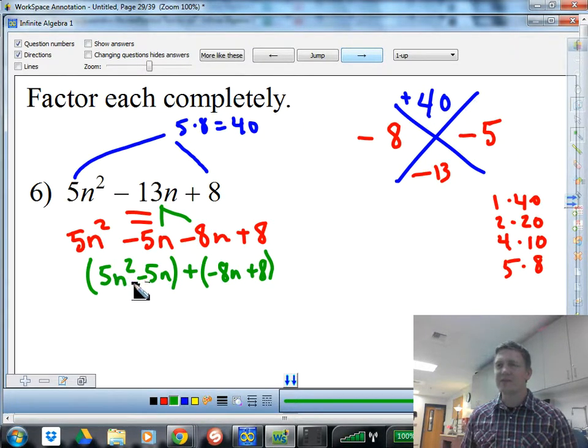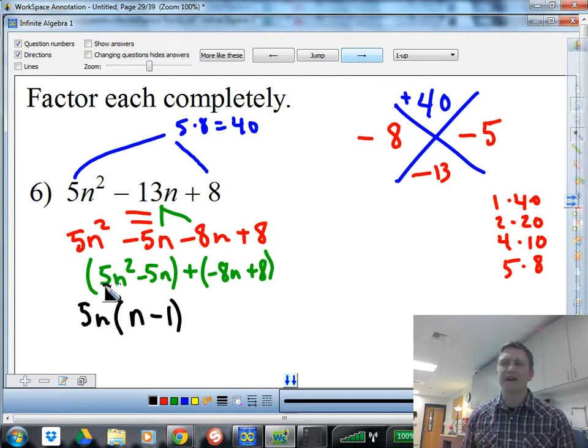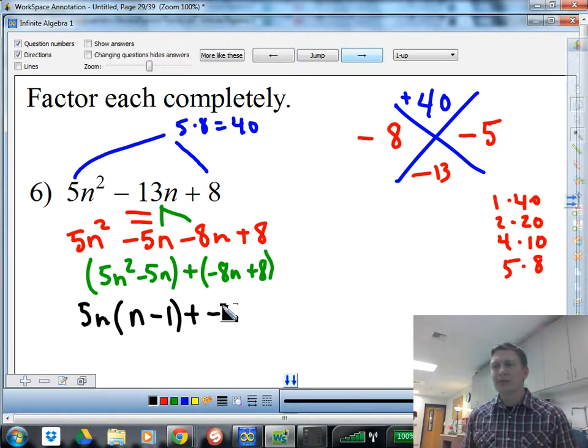We ask ourselves, what is the greatest common factor that I can take out of this grouping? And I take a 5n out front. So I'm going to write it like this: 5n times n minus 1. Notice that all I did was divide a 5n out of each of these. Then I'm going to go plus, and I divide off probably a negative 8 out of the second grouping. Okay, so that I get positive n.